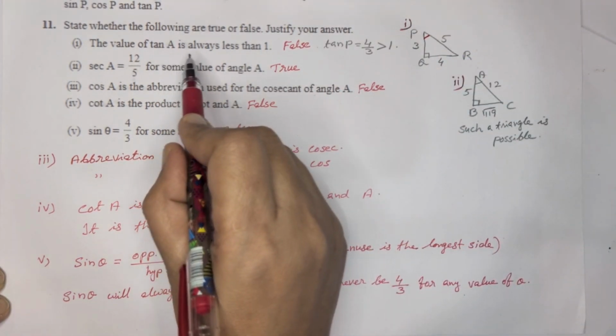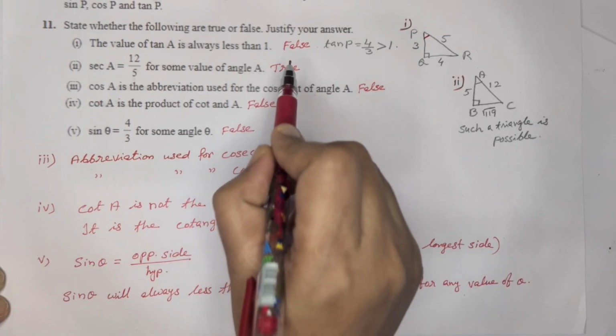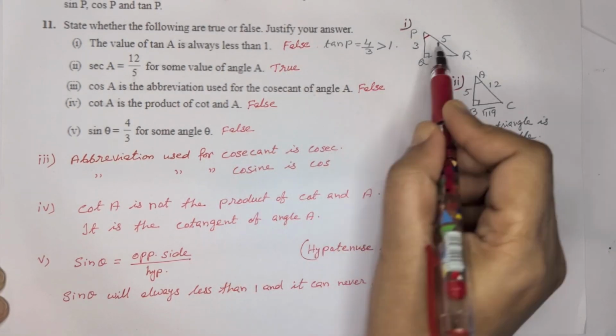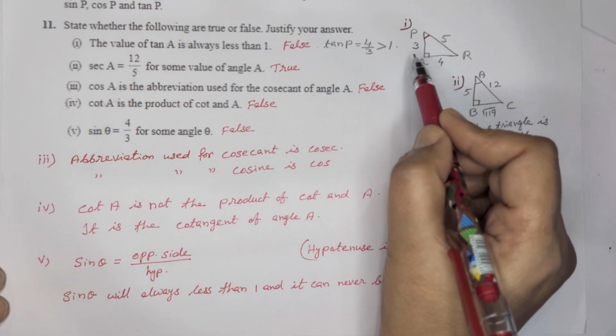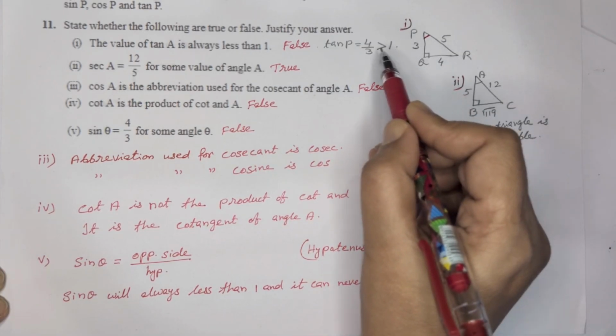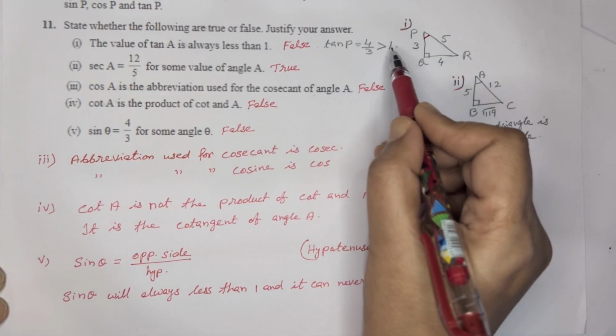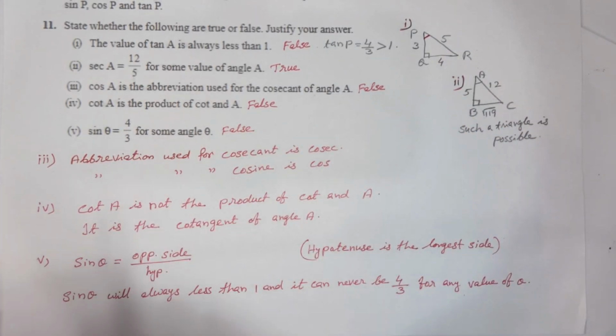Here it is given that the value of tan A is always less than 1. So that is false. By Pythagoras theorem, this triangle is possible. So it can sometimes be that tan is greater than 1 also. So that statement is false.